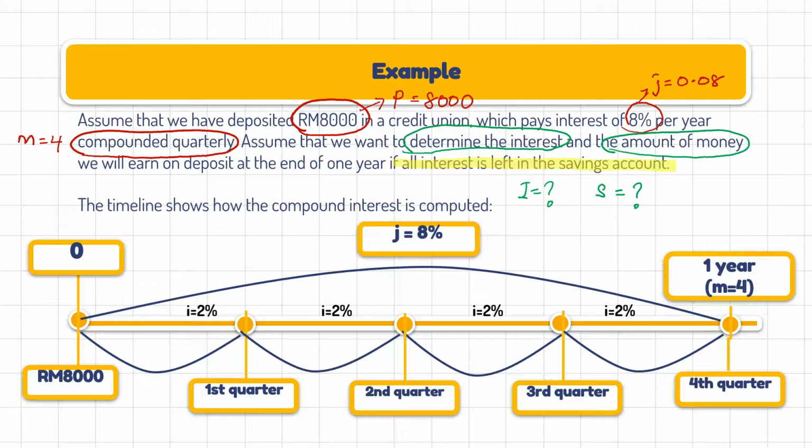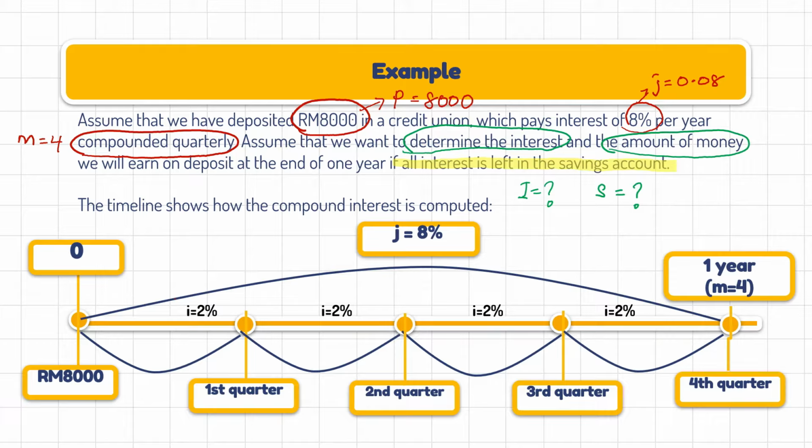I would like to draw your attention towards this sentence: if all interest is left in the savings account, which means that after you deposit RM8,000, you did nothing to your account. You never add some amount of money. You never withdraw your money for 1 year. That's what it means by all interest is left in the savings account.